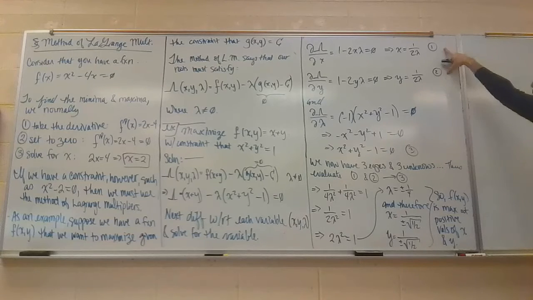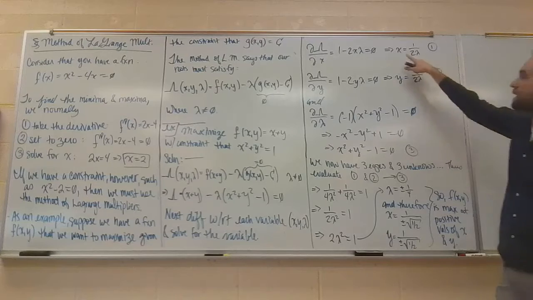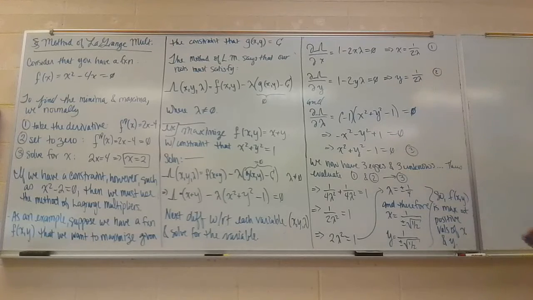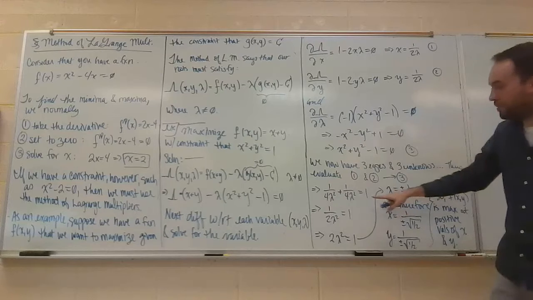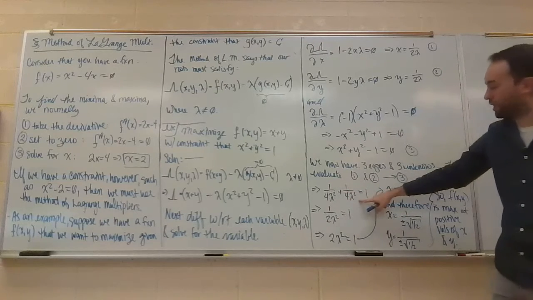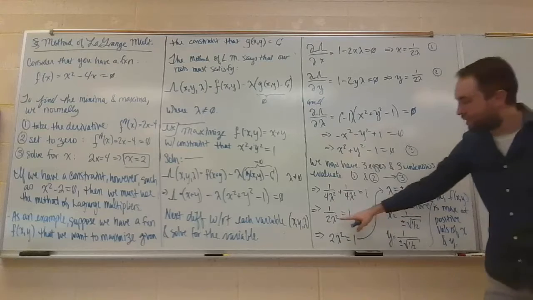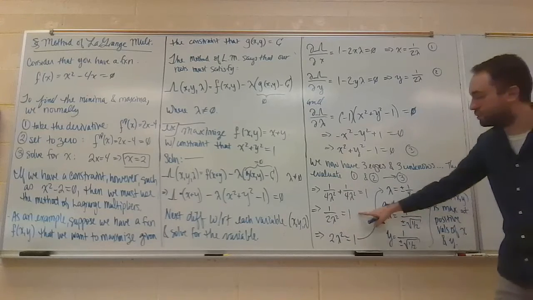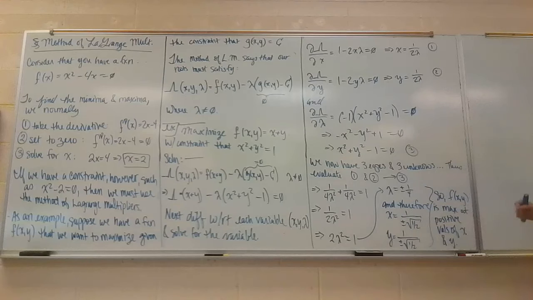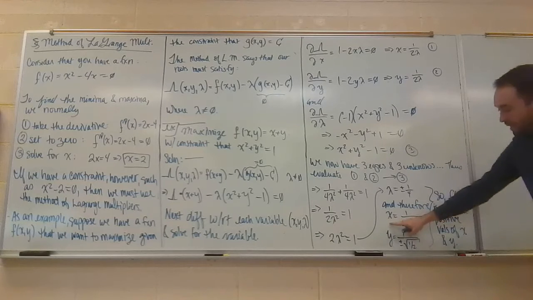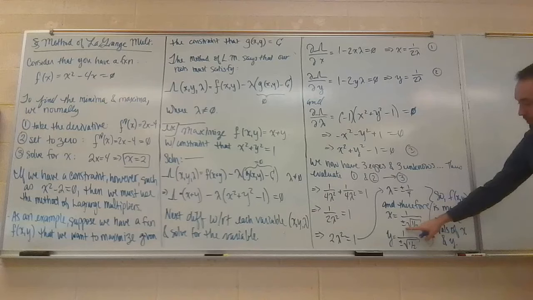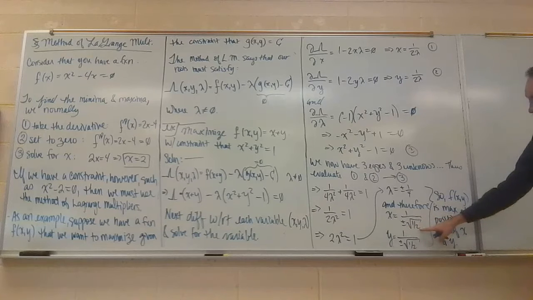So I'm going to plug equations 1 and 2 into equation 3. So I'm going to plug in x and y, and therefore I will get just a function of lambda. So I have 1 over 4 lambda squared plus 1 over 4 lambda squared is equal to 1, which then simplifies to 1 over 2 lambda squared is equal to 1, or 2 lambda squared is equal to 1. Therefore, lambda is equal to plus or minus 1/4. And therefore, x is equal to 1 over plus or minus the square root of 2, or the square root of 1/2. And y is also equal to 1 over plus or minus the square root of 1/2.